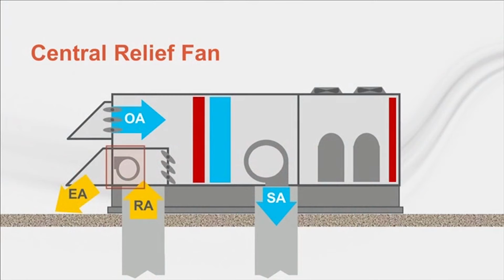There are active methods to control building pressure as well. One method is to use a relief fan in the exhaust air stream. This can be found in air handlers and package units. The central relief fan can be controlled in several different ways. One is to simply turn the fan on when the outer air damper opens to a predetermined position. Sometimes this is called central exhaust or powered exhaust.